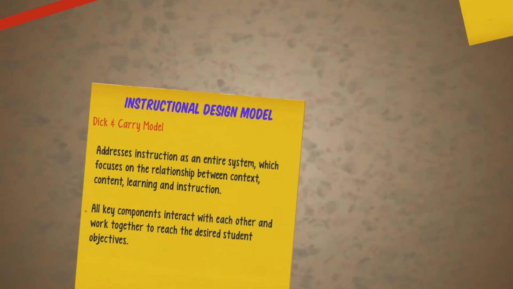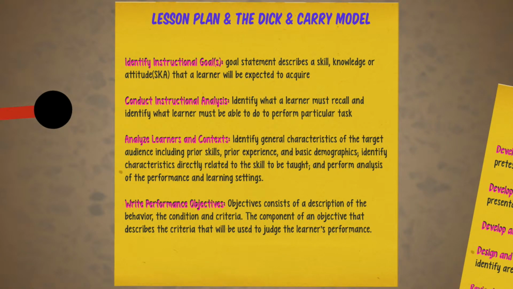The first component of the Dick and Carey model is identifying instructional goals. This is done when the teacher addresses the content objective, which is during the discussion after the YouTube video. And the discussion leads into the assignment for today's activities.